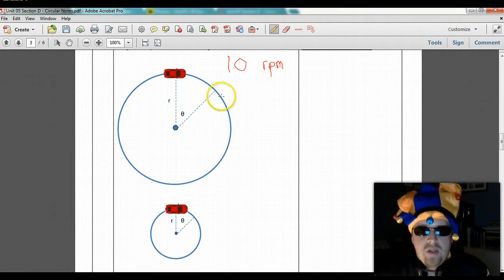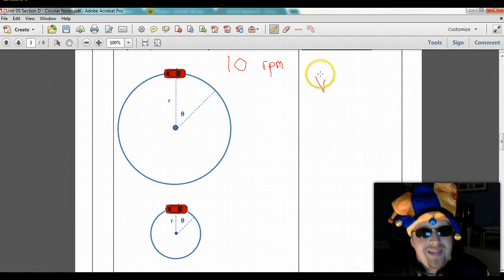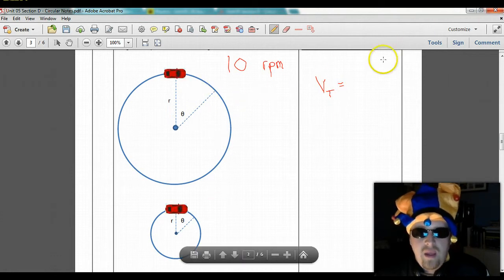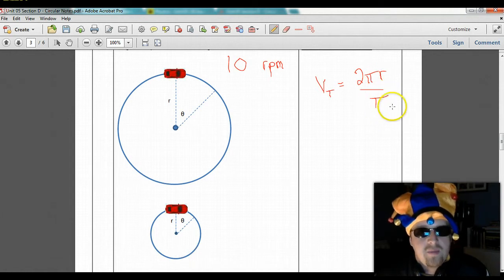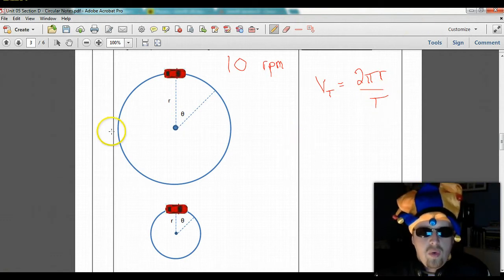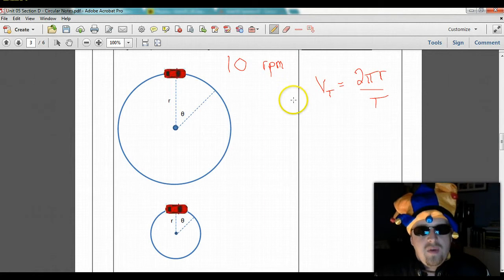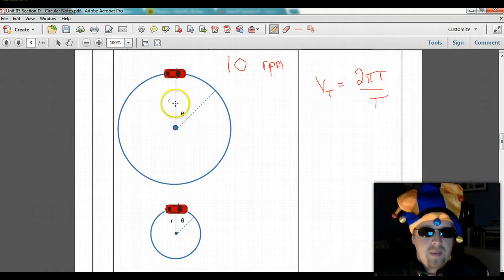really? To look at this, we know that tangential velocity, or basically how fast the cars are traveling, is equal to 2 pi r over T, or how long it takes them to complete one revolution. So in order to use this, we need to utilize the radius. For our purposes, I'm going to say that the radius of this one is 1.0 meters.